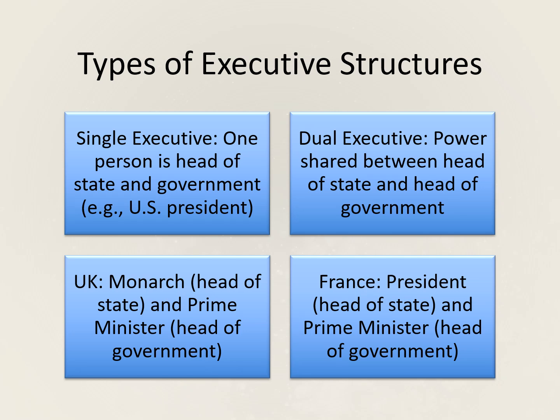So, the types of executive structures. Let's break it down. A single executive has one person who is both the head of state and the head of government. This is common in presidential systems. Examples: the Mexican president and the Nigerian president.